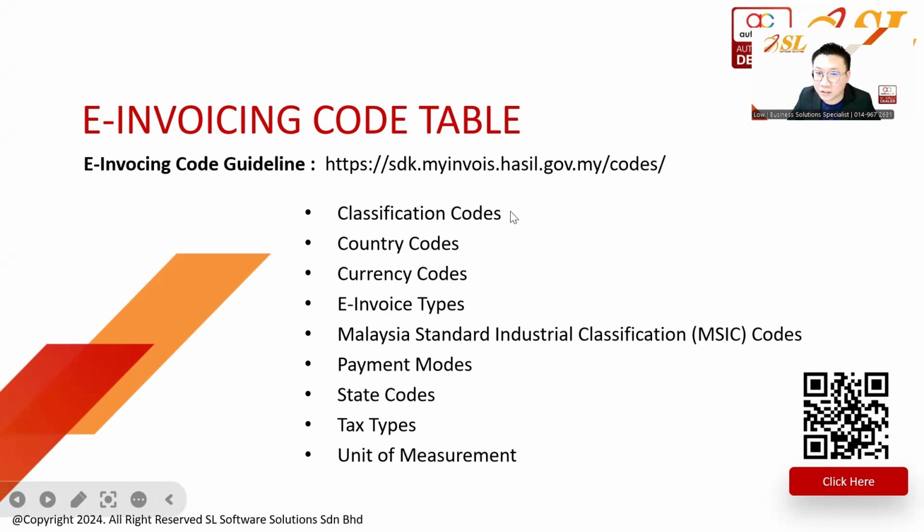So all these codes are actually not created by our accounting system. They are provided by the LHDN website. You can check with this SDK, the myinvois.hasil.gov.my website. You can scan and then log into this website.